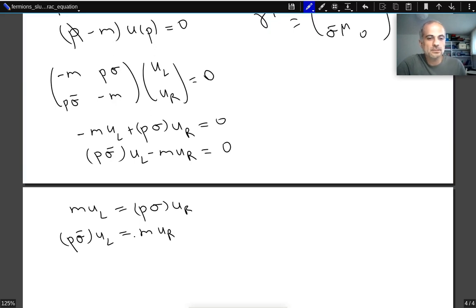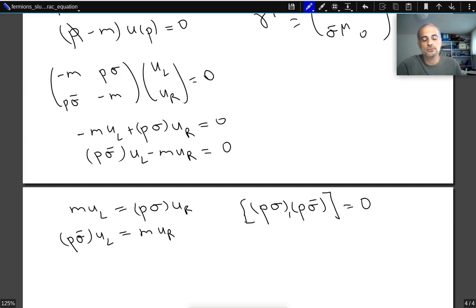And we have to find the general solution of this equation. Now before proceeding, let's look at what p sigma times p sigma bar is. First of all, these things commute.